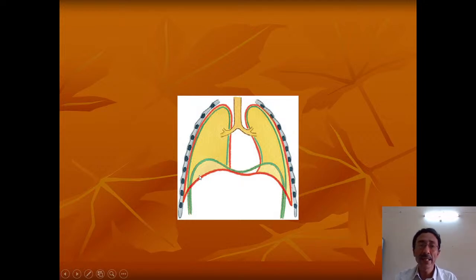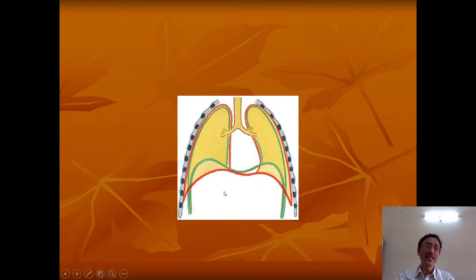The red line is the diaphragm, which moves during inspiration. The green line is normal when the person is not breathing, I mean at the end of expiration, at the beginning of inspiration. Then once inspiration starts, you will find the red line stretching downwards. So there is a downward movement of the diaphragm.